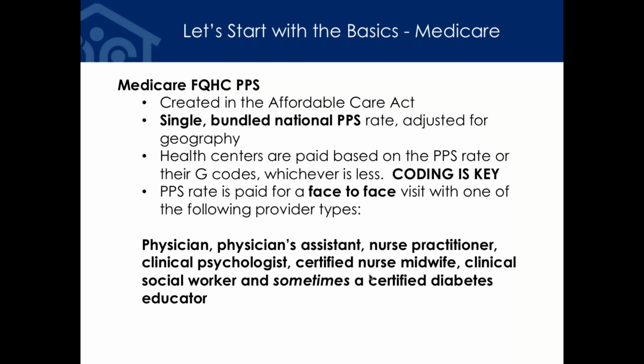In Medicare, health centers receive what is called the prospective payment system, which was created by the Affordable Care Act. It's a single bundled national rate that's adjusted for geography. Health centers are paid based on the PPS rate or their G code, whichever is less. So it's important to think about how you are coding these services, because health centers do a lot during a single service, and being able to document that is an important key piece of the Medicare PPS rate.